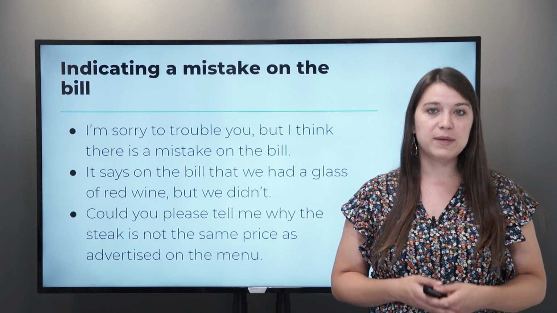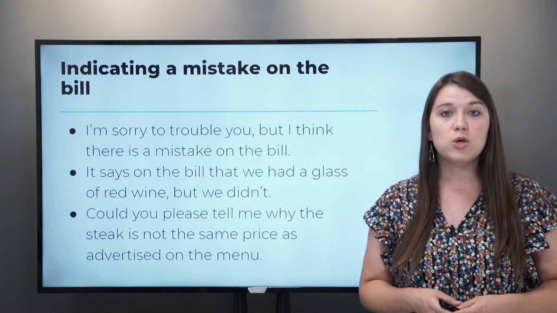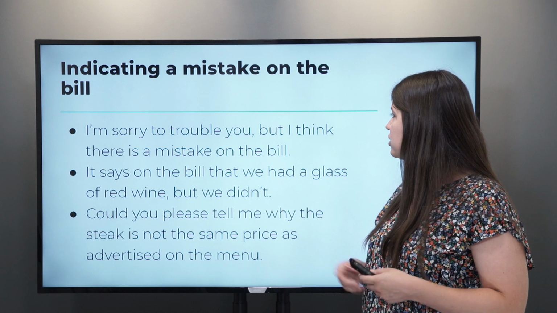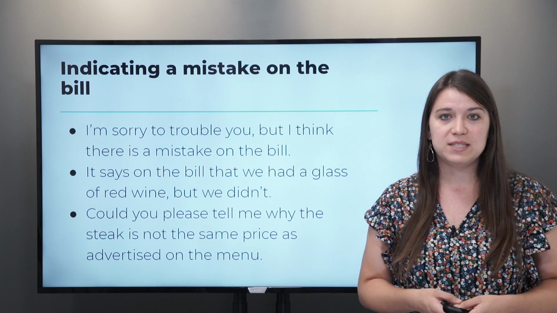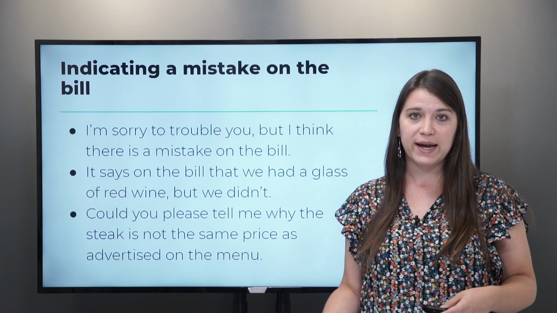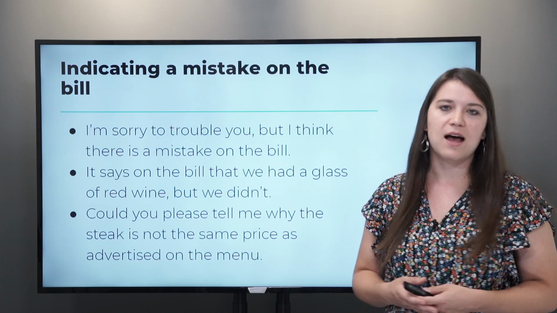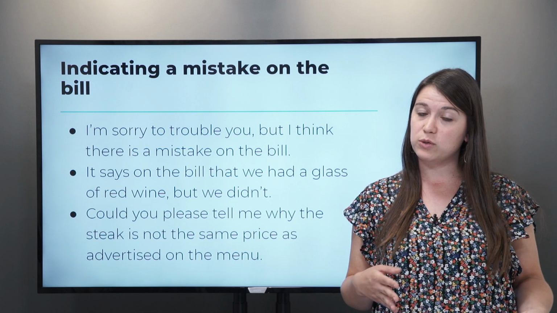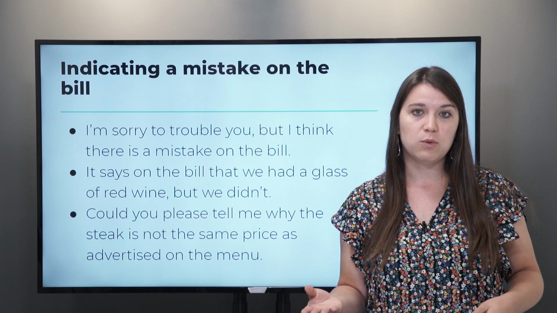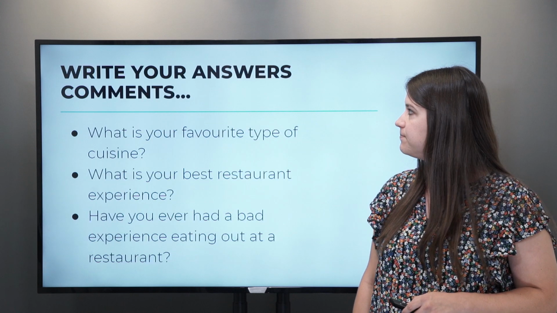So, if the bill comes and you don't think it's correct, if you see a mistake, you can let the waiter know. For example, I'm sorry to trouble you, but I think there's a mistake on the bill. Okay, it says on the bill that we had a glass of wine, but we didn't. Could you please tell me why the steak is not the same price as advertised on the menu? Okay, sometimes this could happen. Maybe you were told about a special, you thought it was one price and it turns out to be another, so it's important to double check that information.